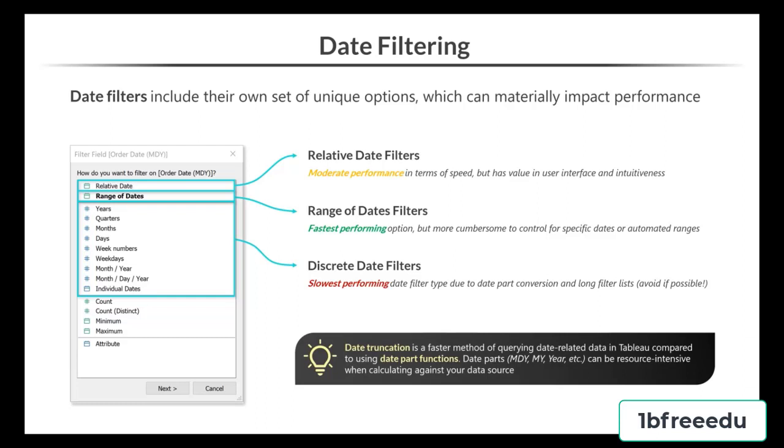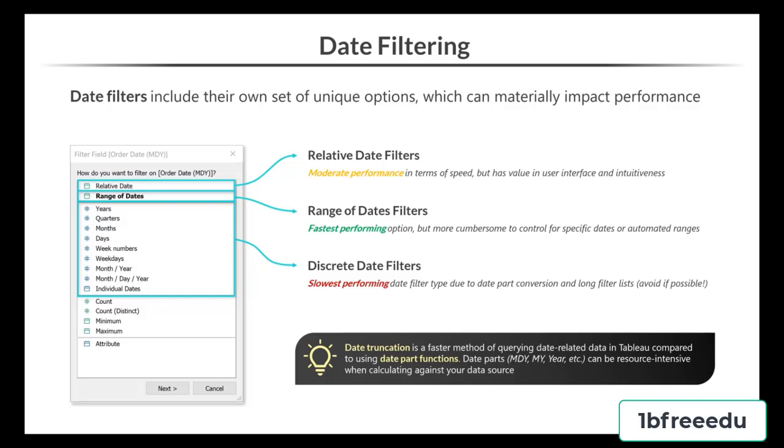One of the biggest differentiators between performant and non-performant date filters is the use of date part versus date truncate functions. Date truncation is a faster method of querying date-related data in Tableau, as opposed to using date parts. Date parts like month, day, year can be resource-intensive to perform, especially if your database is partitioned by date part. If date parts are used, be sure to extract your data and materialize your calculations afterward. This will help solidify the date parts as part of the functional structure and will avoid some recalculation.